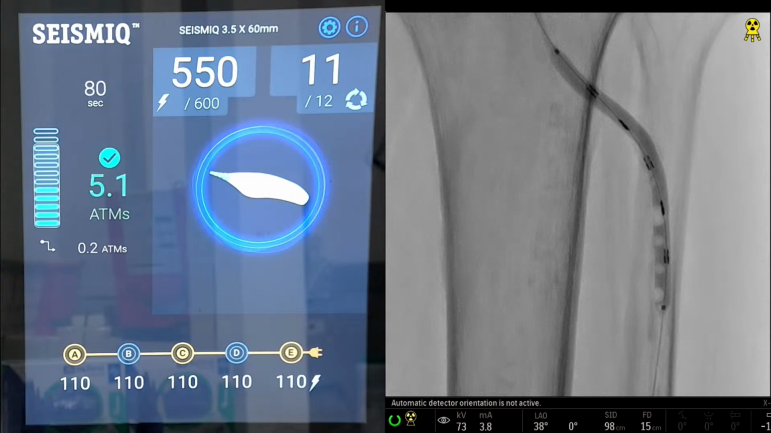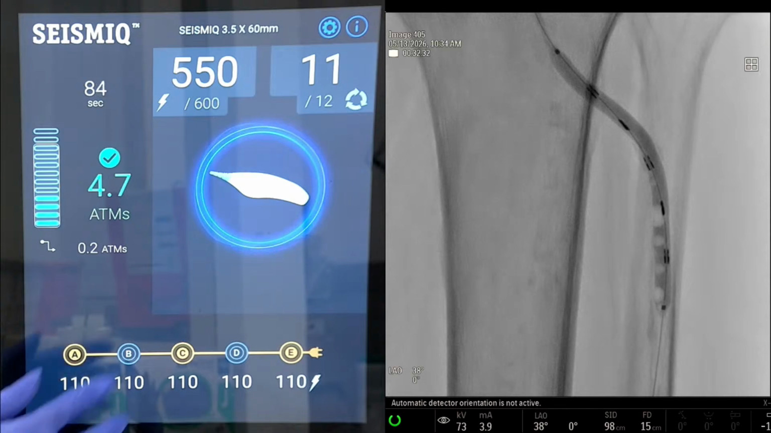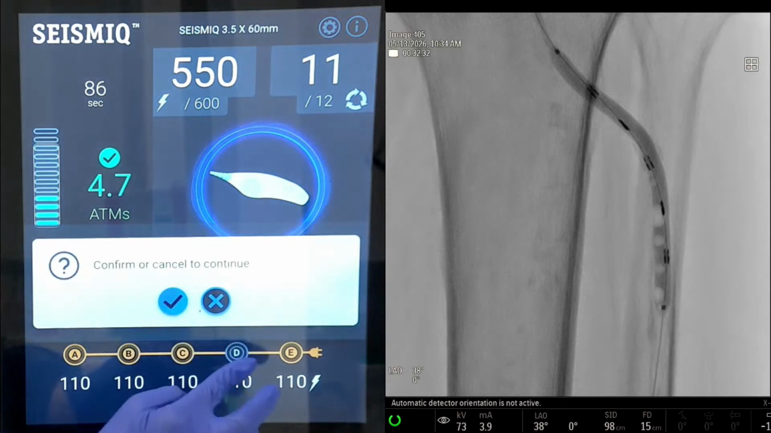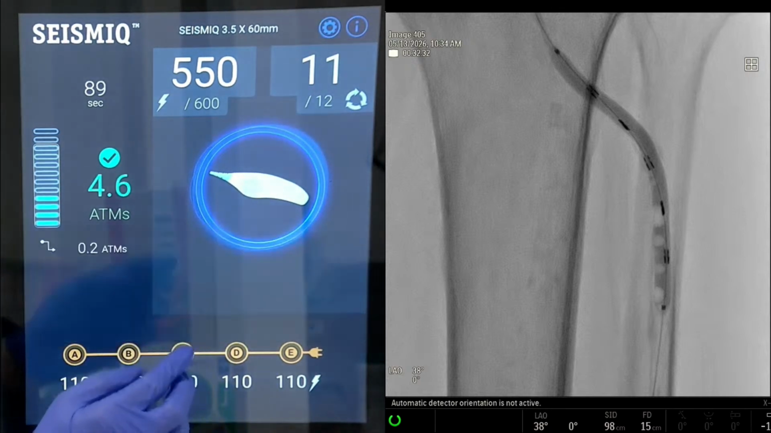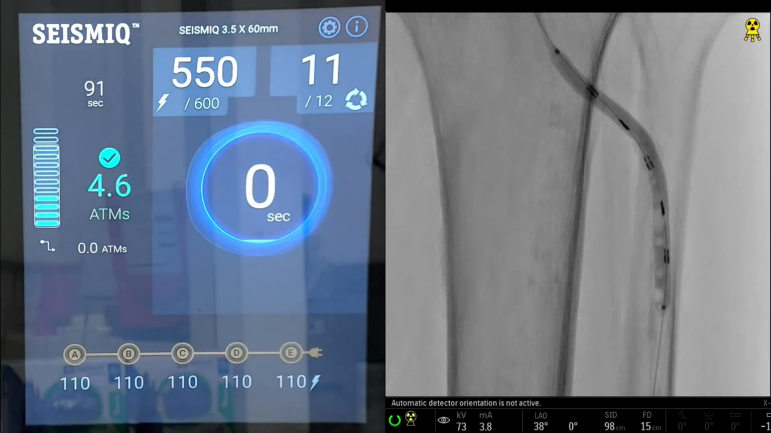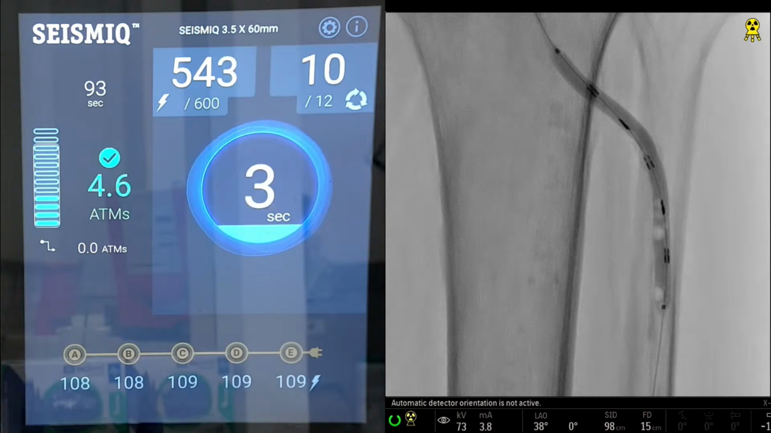Yep, that's fine. 5 is fine. And we're going to activate it again. Let's turn on all 5 again because I want to hit the entire lesion. And again, we're activating it, and you can see it working in real time.